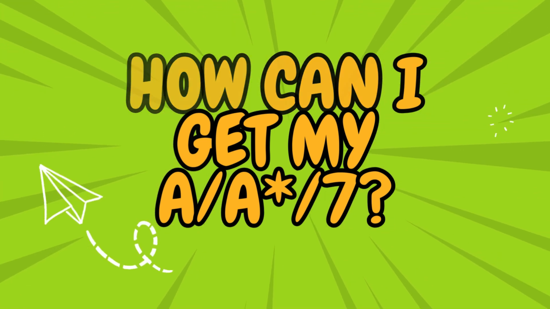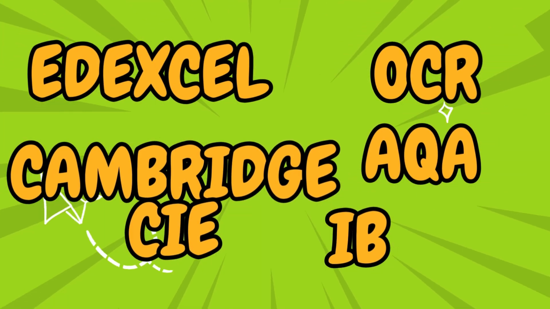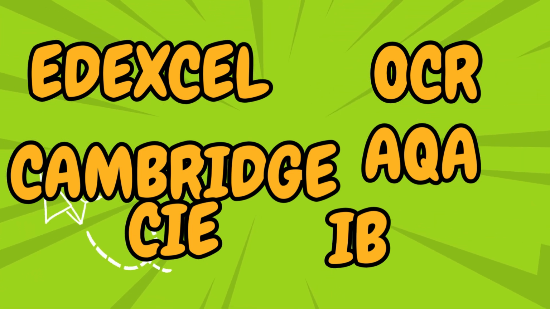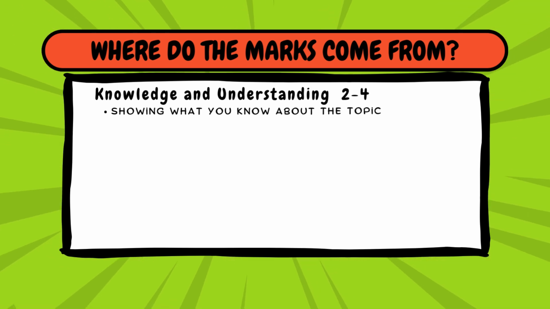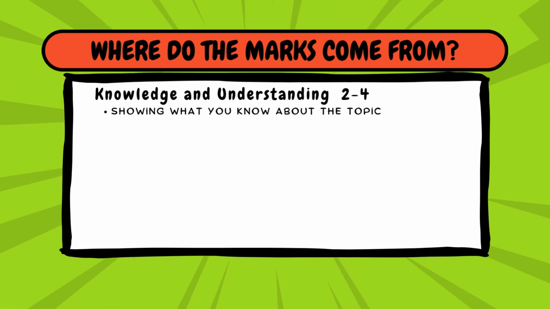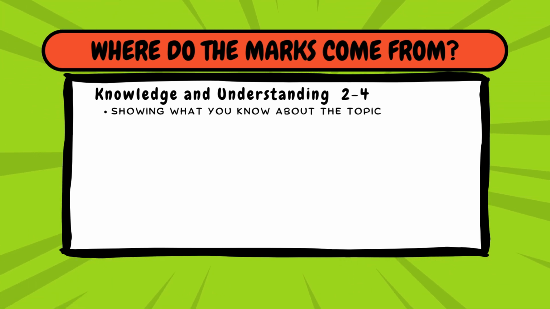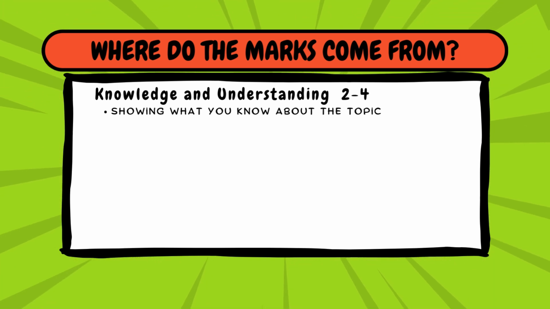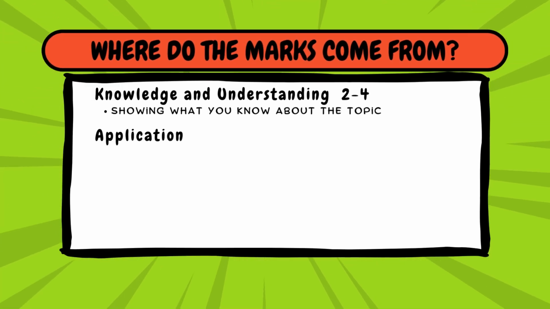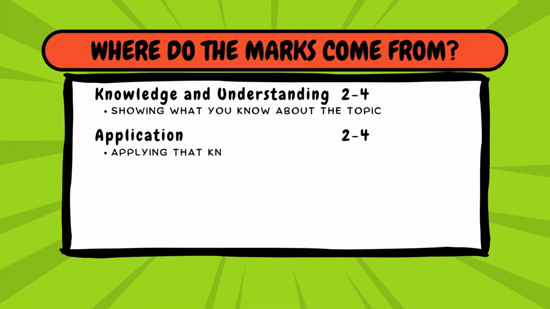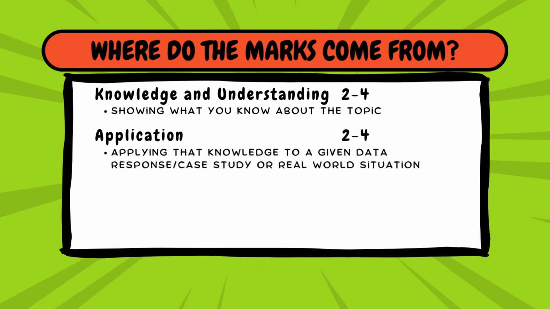If you're studying AQA, OCR, Edexcel, Cambridge or IB, they all have these tricky evaluation questions. Let's start by looking at where the marks are given on these questions. They're broken down in four areas: knowledge and understanding, application, analysis, and evaluation. Knowledge and understanding just asks you to tell the examiner what you know about the topic, simple definitions and explanations. Application means you're using your knowledge through the case study or data response. If there isn't one there, then do it through real-world examples.